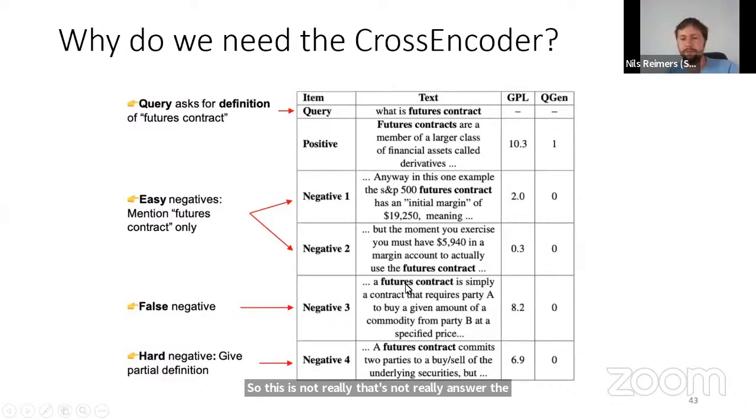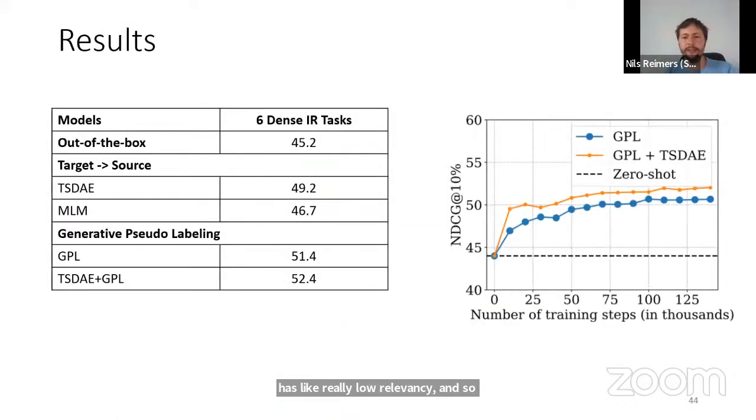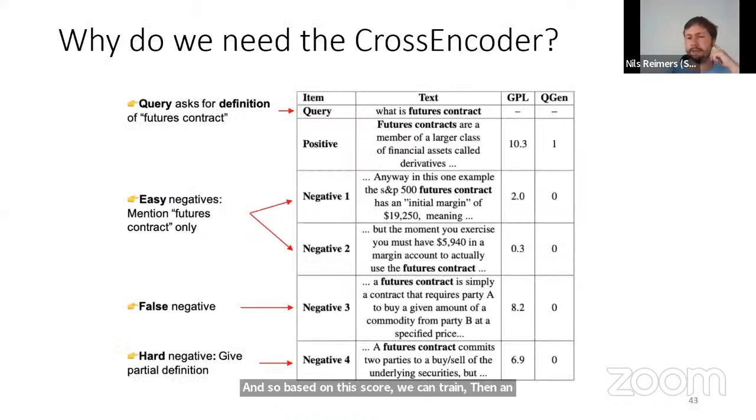But here, -3 is a false negative. A futures contract is simply a contract that requires party A to buy a given amount of commodity from party B. So here, the user would say, yeah, I don't care for this query, positive and -3 would actually be quite relevant. And we see it in the scores. So in these scores from the cross-encoder, we see the positive is really relevant, -3 is really relevant, and -2 has like a really low relevancy. And so based on these scores, we can train then an embedding model that mimics the scores. So it takes the scores from the cross-encoders and tries to put the different pieces, the queries and the documents at the right distance in the vector space.